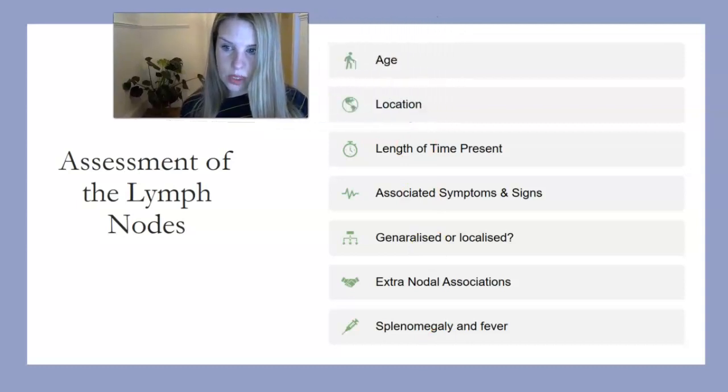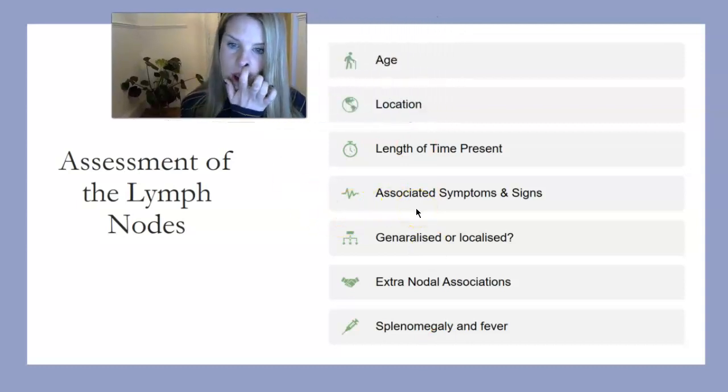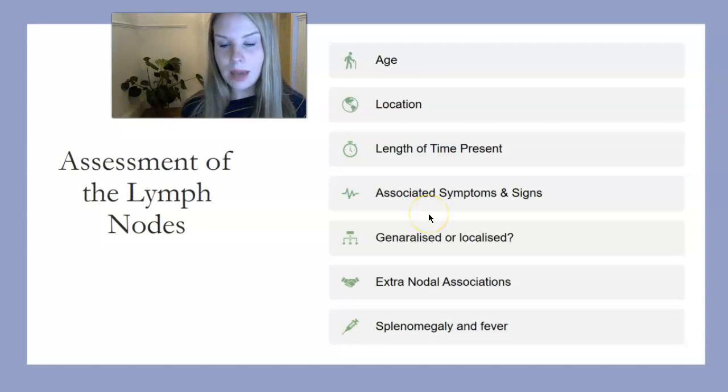Okie dokie, so assessment of the lymph nodes. There are other things other than imaging that we would consider to ascertain whether or not this enlarged lymph node is sinister or not, essentially.